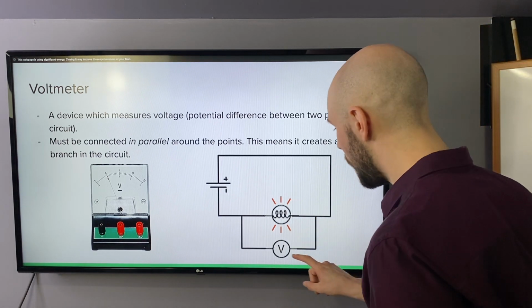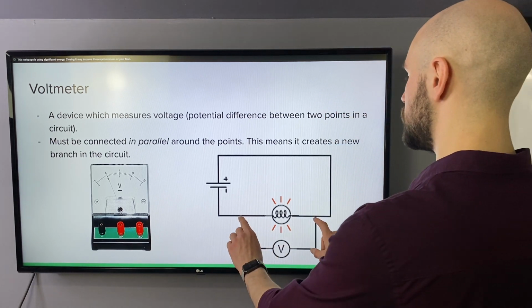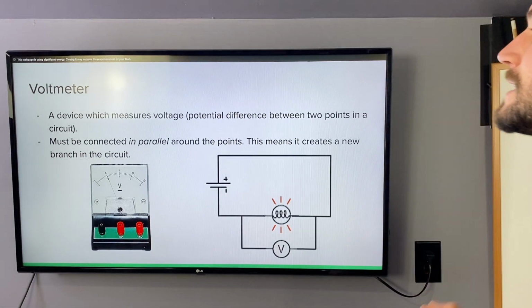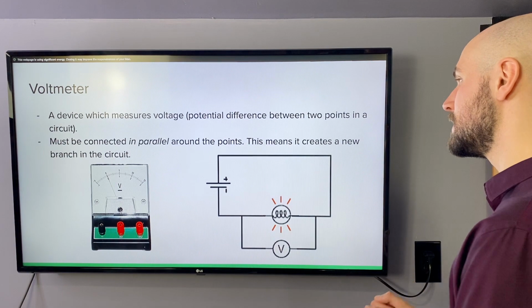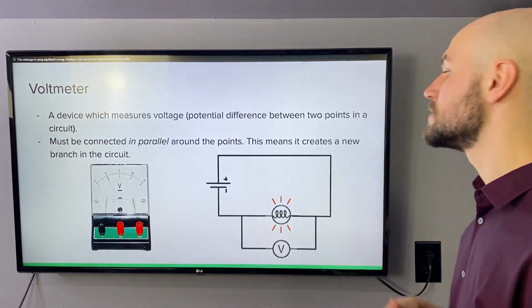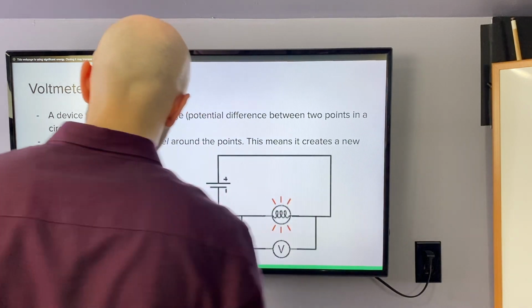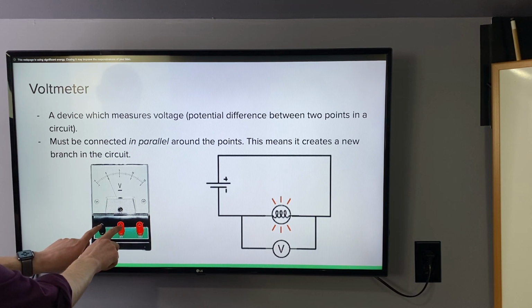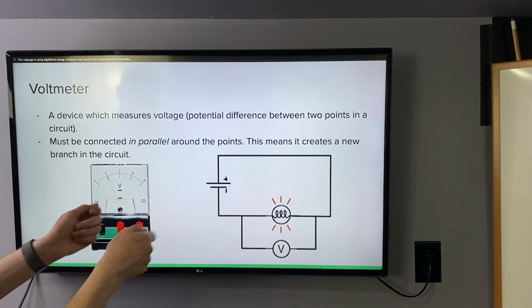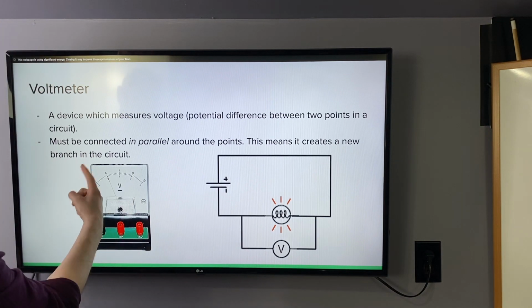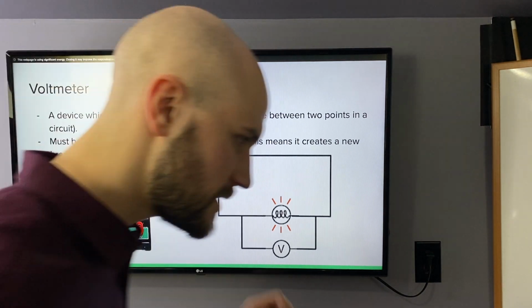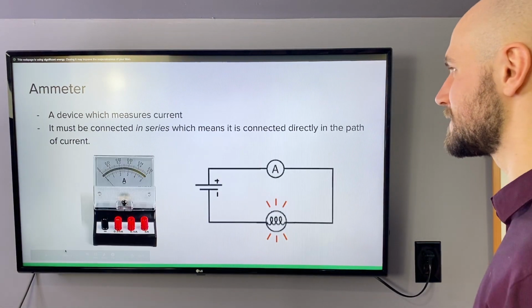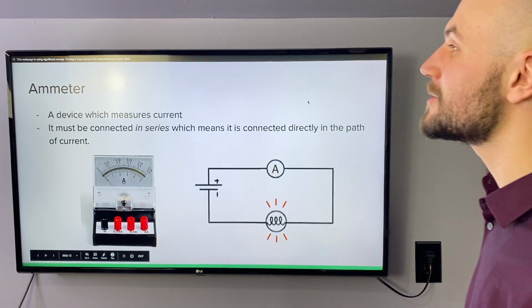Now notice here, we're creating a whole new branch in the circuit for our voltage, but checking what the voltage is between these two points. So voltmeters must be connected in parallel around the points. And like I said, that means it creates a whole new branch inside of the circuit. If we had a voltmeter like this one, like you might see in a physics lab, you take two of the ends, right? You have wires connected here, we touch them to each side, and it'll tell you what the voltage is between those two points. The potential difference between those two locations in the circuit. Okay, so a voltmeter measures voltage.